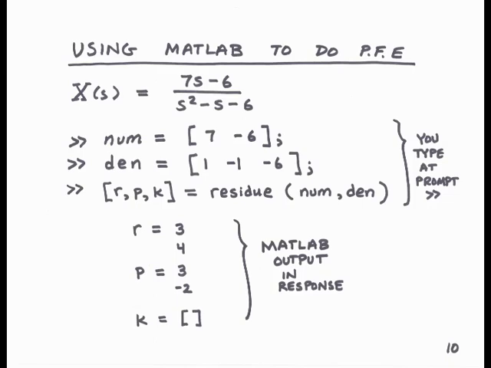p is an array of the poles. As we found before, they are 3 and minus 2. The variable k is a constant, resulting from the partial fraction expansion if the order of the numerator was the same as the order of the denominator. When you type in [r,p,k] = residue(num, den) at the command line in MATLAB, it will return these variables.